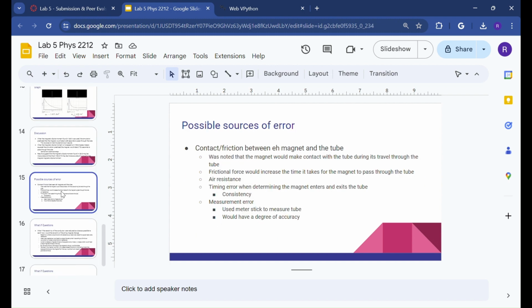Possible sources of error could be contact between the magnet and the tube, which results in friction, air resistance, and timing errors. Measurement errors when the meter stick was used on the tube would have a degree of inaccuracy.